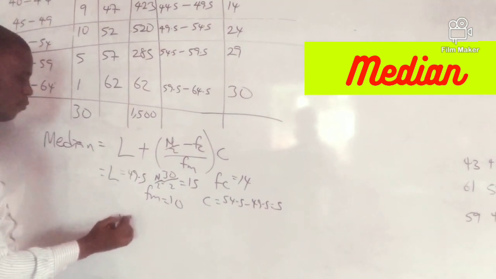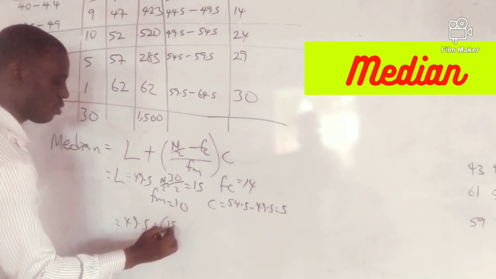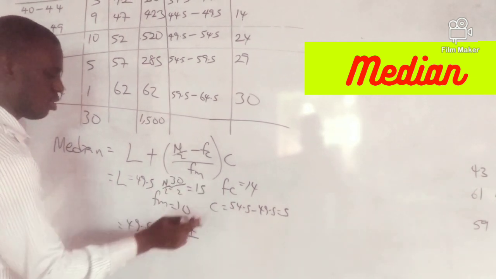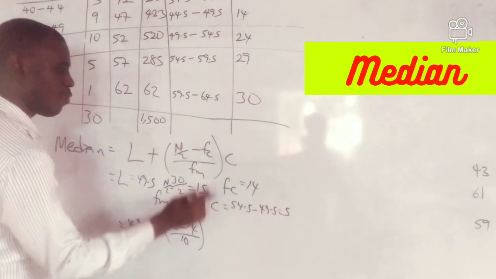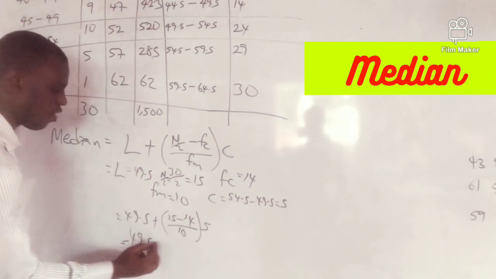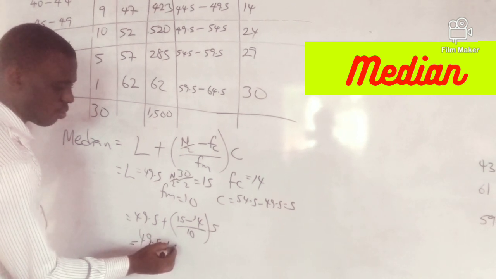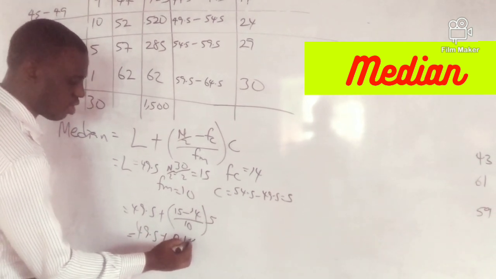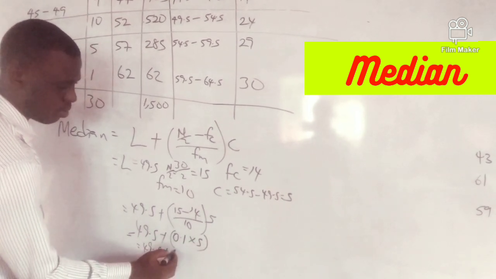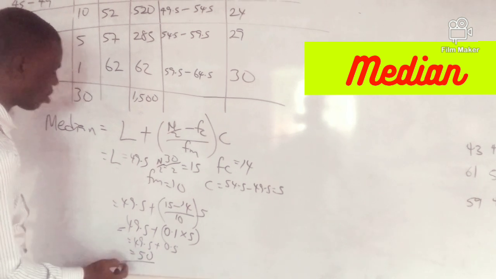So we have 49.5 plus 15 minus 14 over 10 times 5. That's 49.5 plus 1 over 10, which is 0.1, times 5, that's 0.5. And when you add, you have 50 as your median.